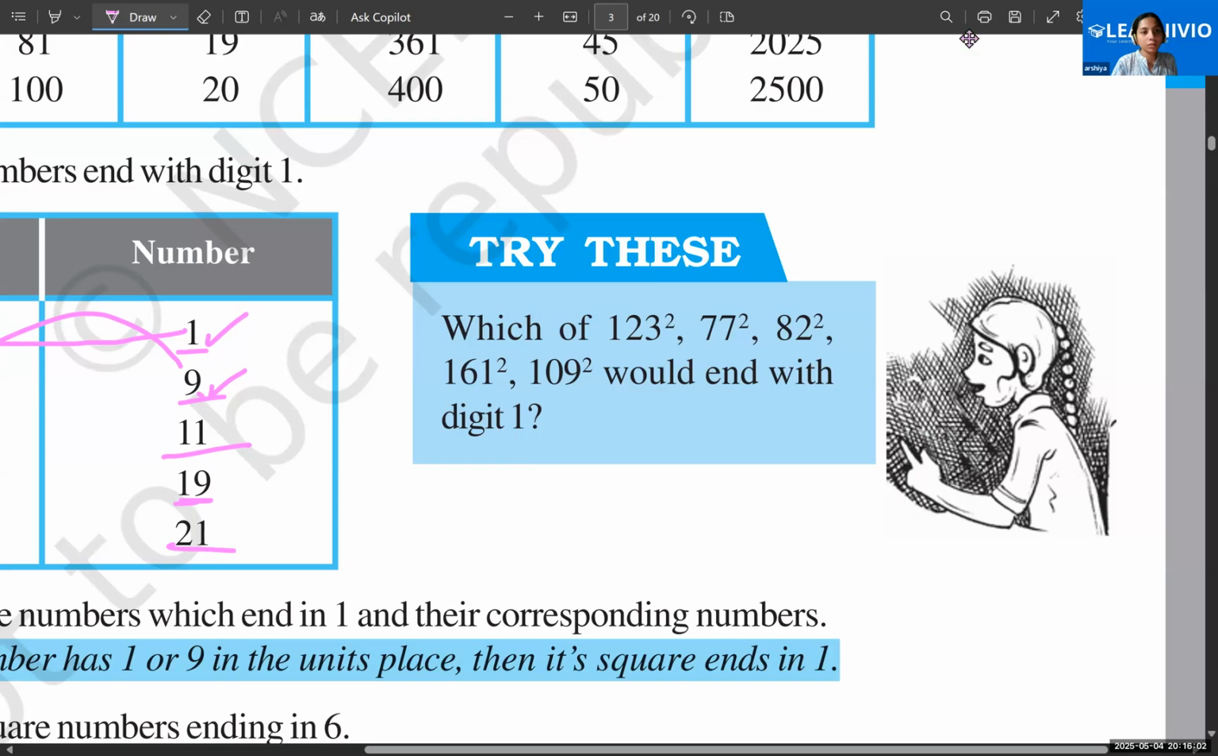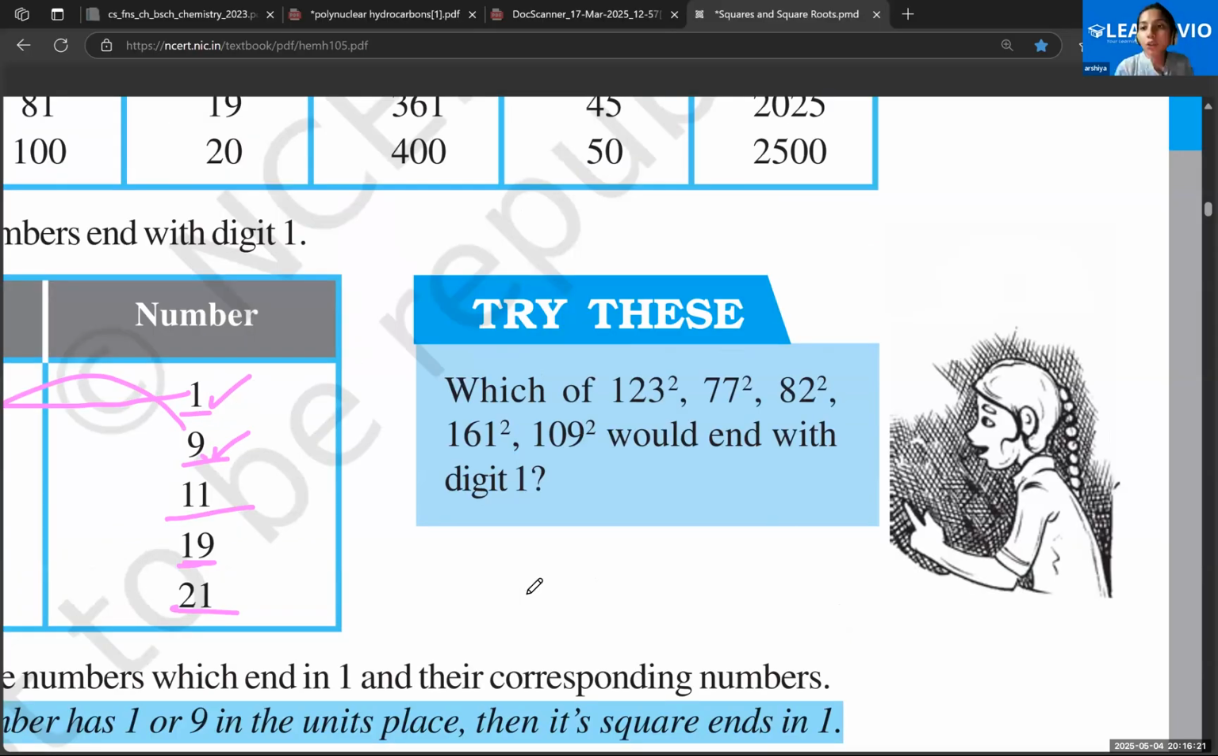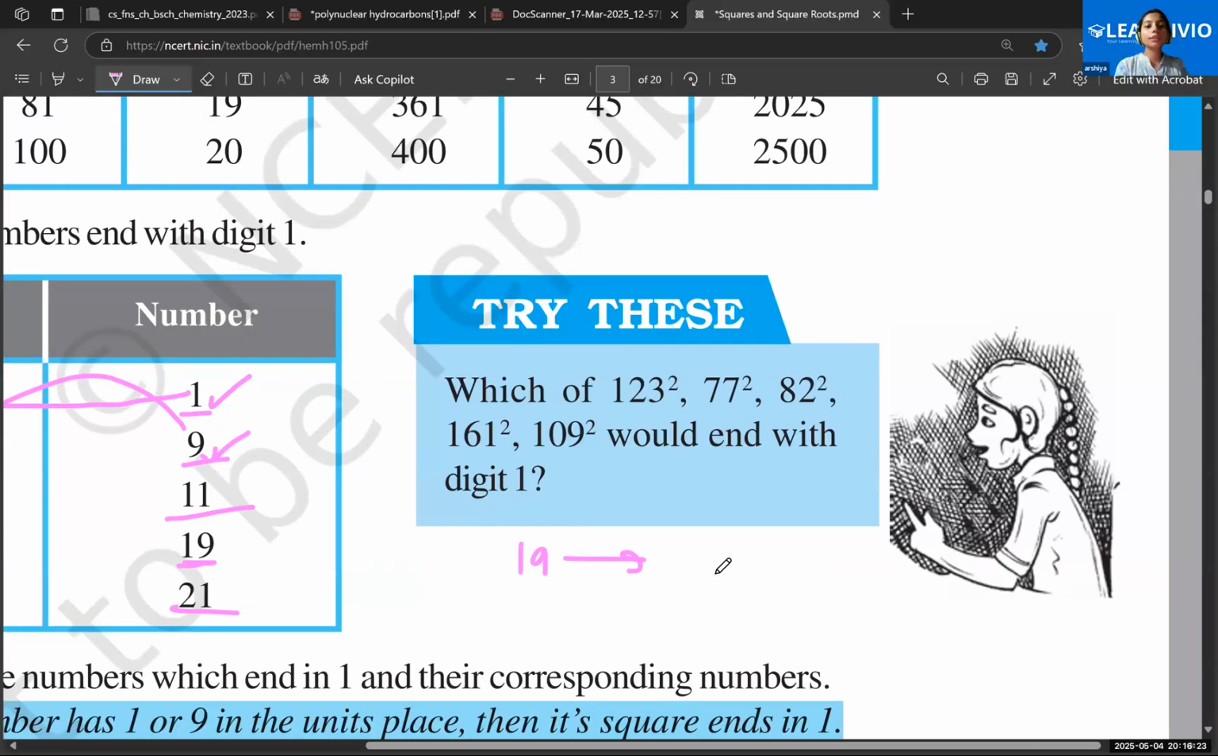Okay, so let's say we are given the square of 19. You have to find the square of 19. One thing that you will know about it is that whatever you get as your answer, in the ones place you will have 1. And let's say they are asking you to find the square of 31. In the ones place, you will have 1.